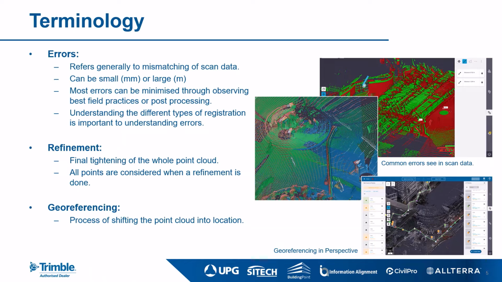Errors come in many forms, but are generally a mismatch in scan data. This can be small or large, and most errors can be minimized at the time of capture by using best field practices or can be addressed during post-processing. Refinements are a process undertaken after registration. This process looks at tightening the scan network as a whole to one another rather than just the individual scan station used in registration. When a scan is captured, generally every scan has a 0,0,0 setup, and registration will shift the scans outside of this to a location.